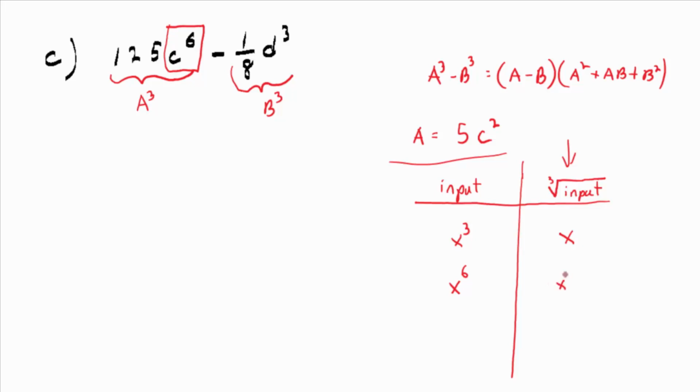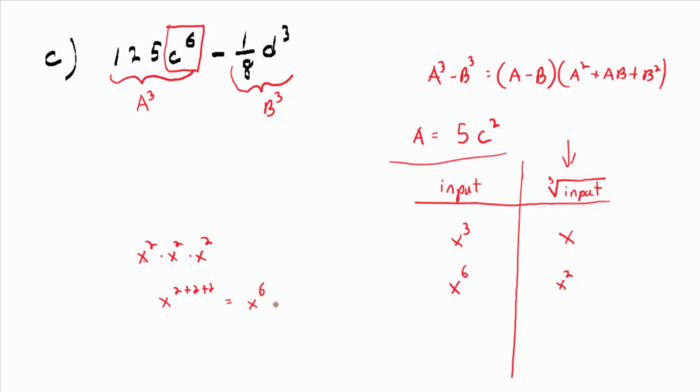It would be x squared. And the reason is, if you take x squared times itself 3 times, remember you keep the base and add the exponents together. 2 plus 2 plus 2 is 6.